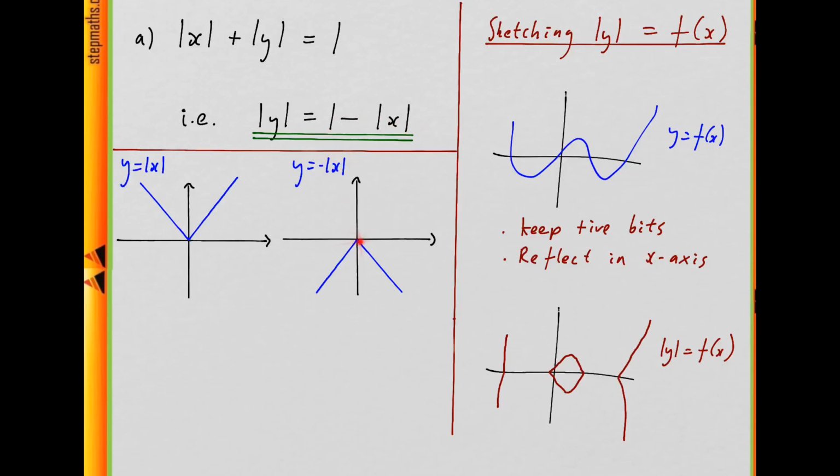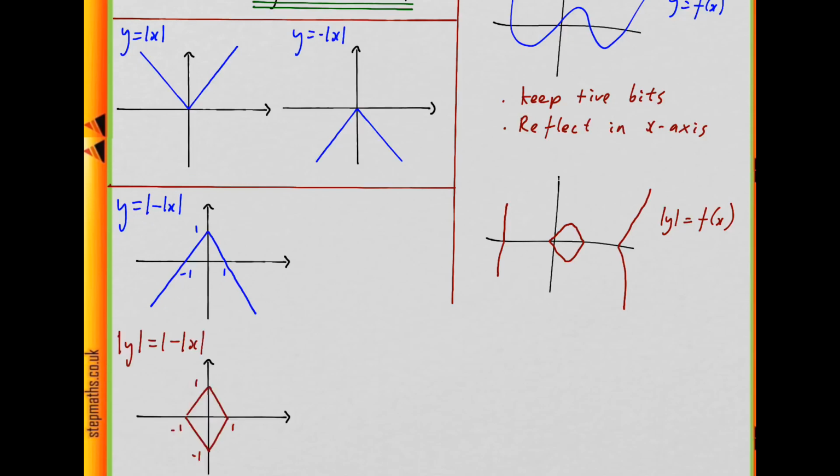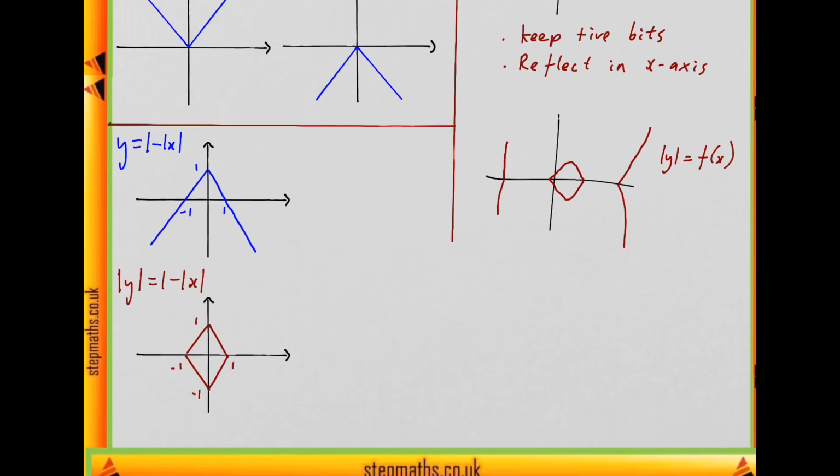So to do -|x|, we just flip it so it's underneath the x-axis, so it looks like this. Then if we're adding 1, we just move this up by 1. So what does that look like? Well, if we move it up, the point goes to 1, and then because these lines are at 45 degrees, we get crossing at minus 1 and 1. And then we said we want to keep the positive bit and reflect, so we're just going to get a diamond shape like this. So this is the graph we're looking for.